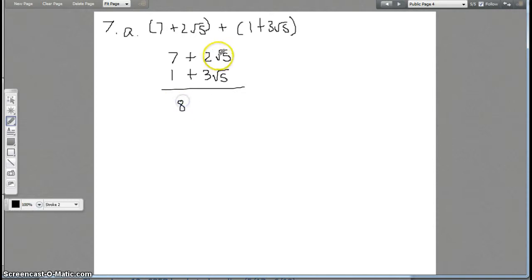7 plus 1 is 8. We have 2 root 5s. We get 3 more root 5s. That means that we have 5 root 5s.